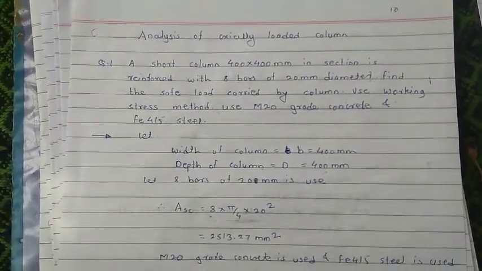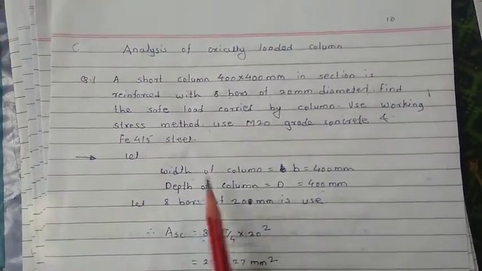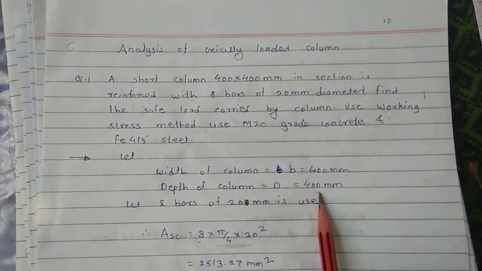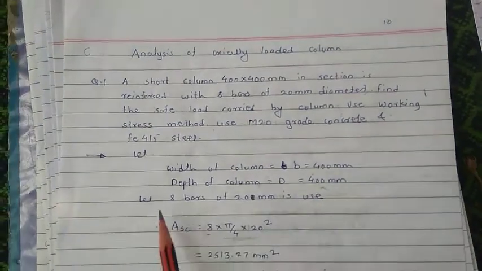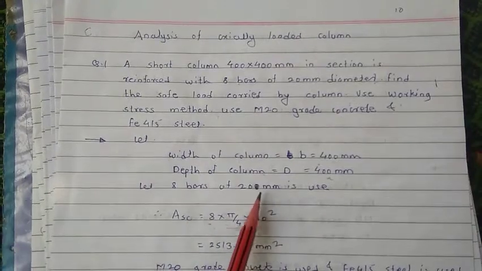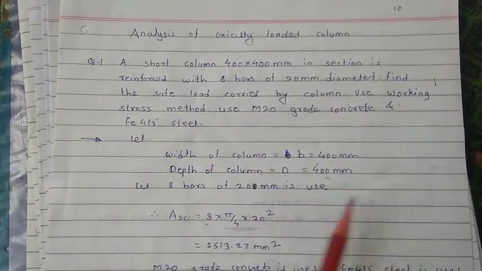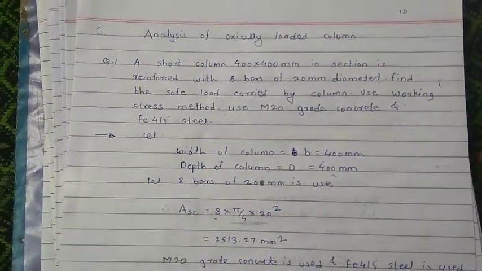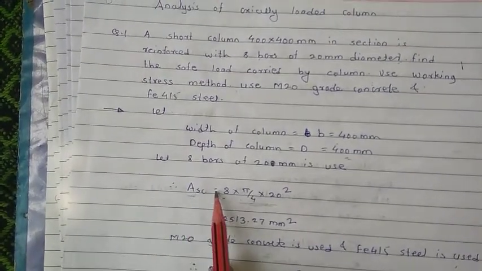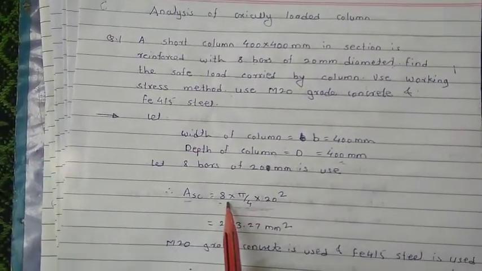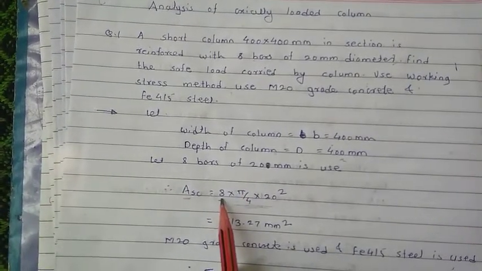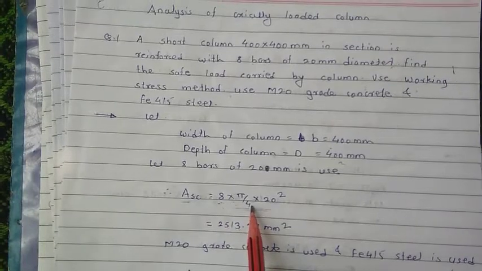Now first we have to write down the given data. So width of the column is given 400 mm, depth of the column is 400 mm. Now here the column is reinforced with 8 bars of 20 mm in size. So first we have to calculate the area of the steel reinforcement. So ASC will be the area of the steel reinforcement, which is equal to 8 times area of 1 bar. It is nothing but the number of bars we are providing, so number of bars into area of 1 bar.